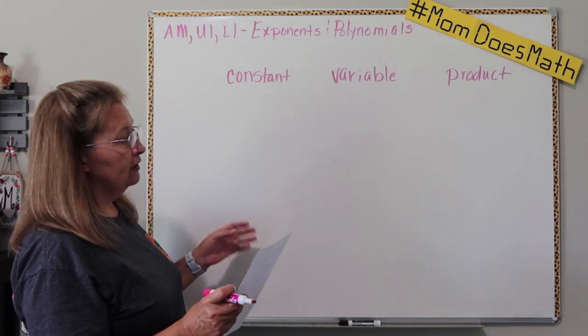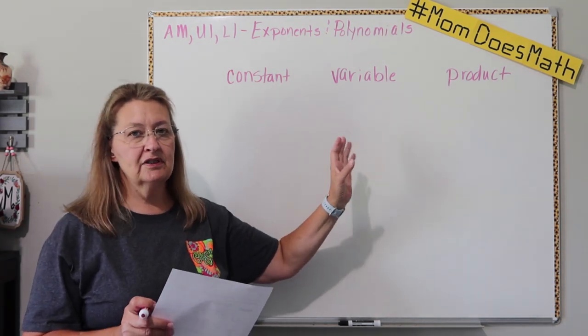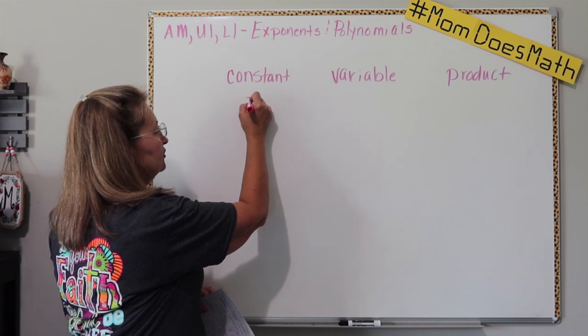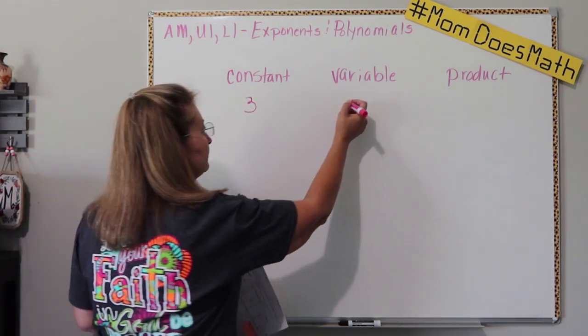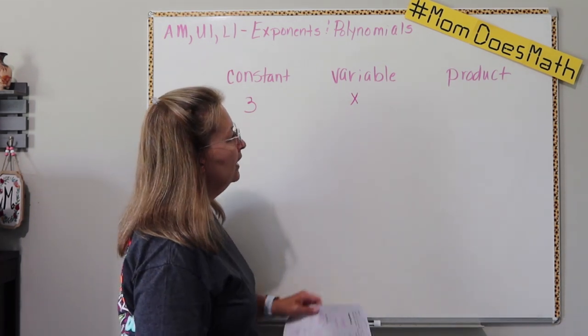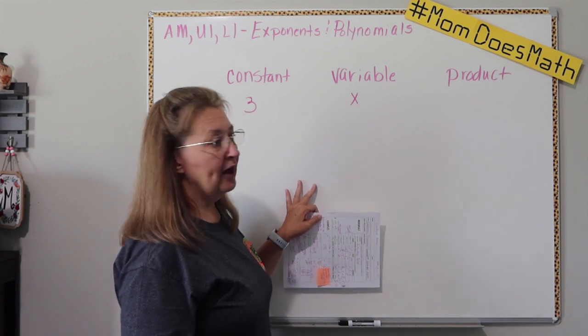A monomial is when you have a constant, a variable, or a product of the constant and the variable. So what would be some examples? Well, a constant is just a number, so like 3. A variable is a letter, X, Y, Z, A, B, C. Now the product of the two means that you've multiplied them together.